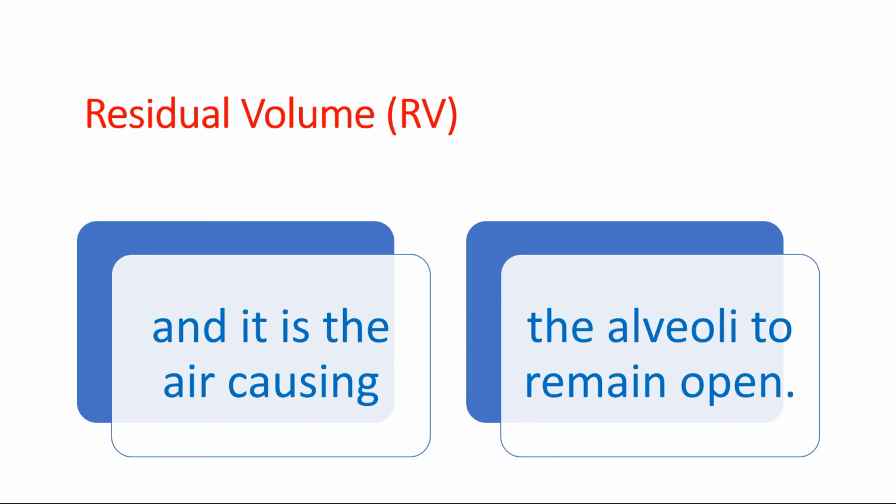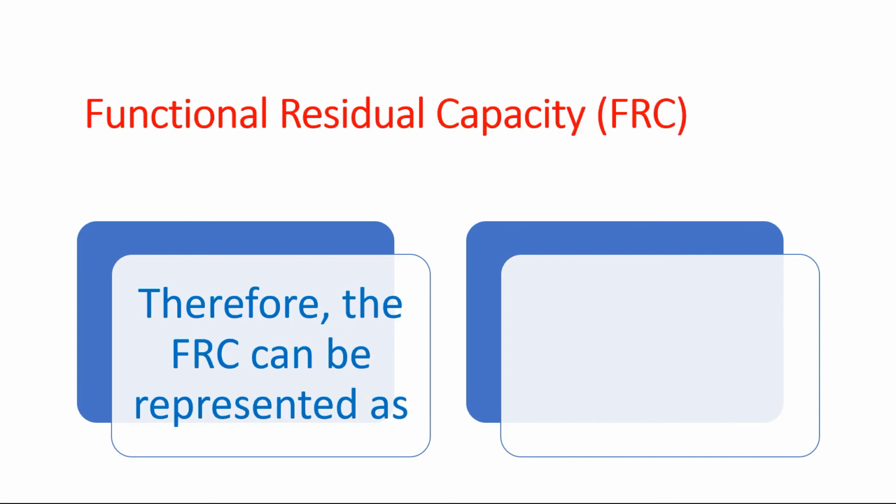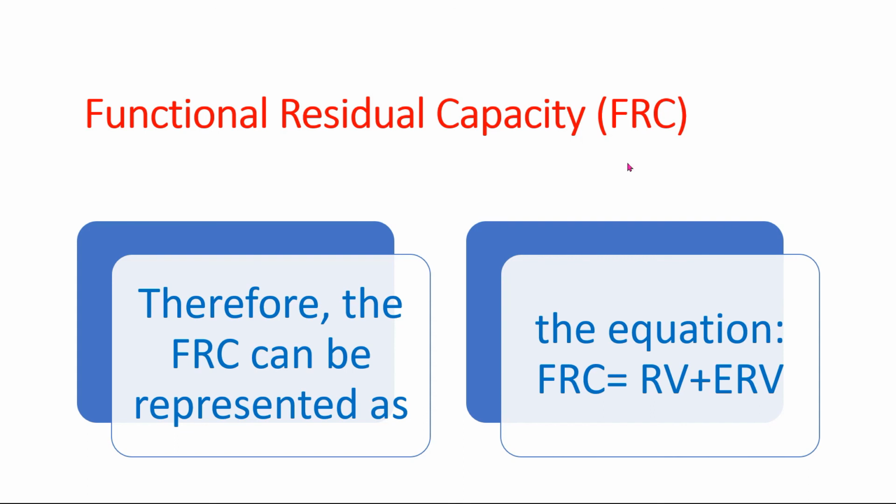So the residual volume can never be exhaled. After you make a very forcible exhalation, it is still there. The residual volume is some air which is still in your lungs, keeping the alveoli open. Therefore, the functional residual capacity can be represented as an equation. So the functional residual capacity is equal to the residual volume plus the expiratory reserve volume.